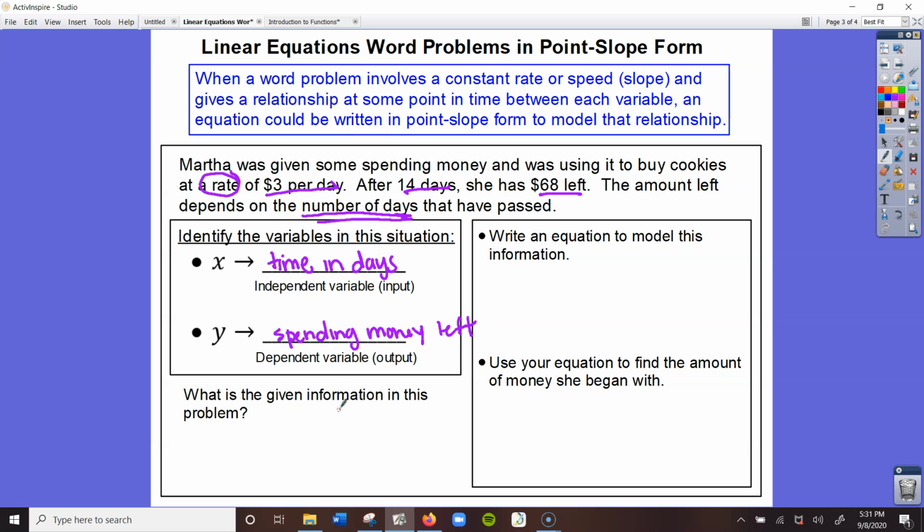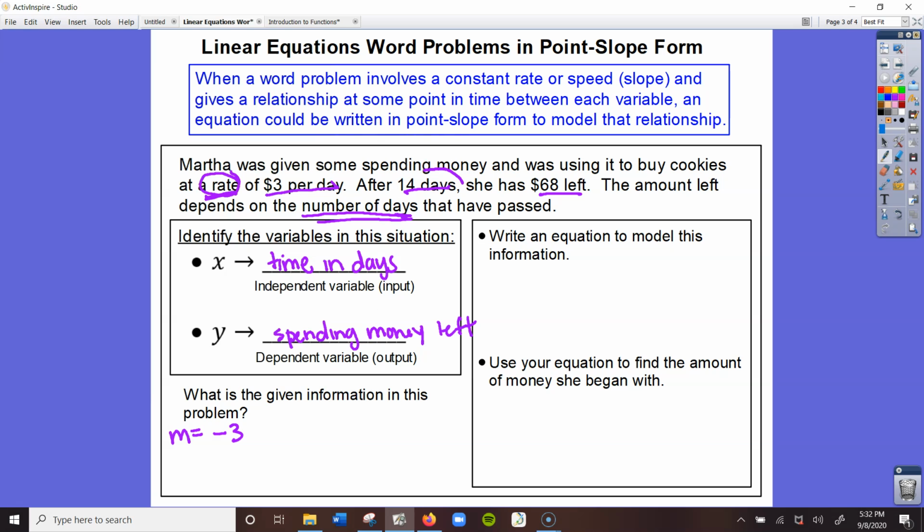Now we're going to write out what is the given information. We have the rate. So the rate, that is your slope. The slope is $3 per day. Now since she is using it to buy cookies, that means that she is going to have less spending money left the following day. So since her amount of money is going to be decreasing, our slope is going to be -3.